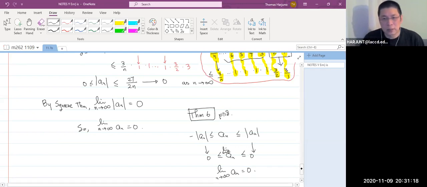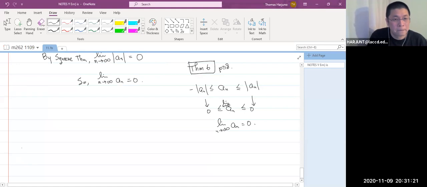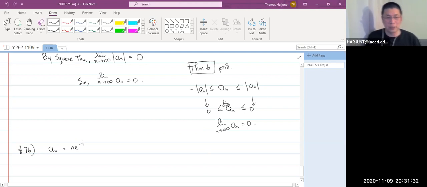Number 76, I jumped around. Number 76. a sub n equals n e to the power of negative n. Ooh, this one is nasty. The question is, part A, is it increasing, decreasing, or not? Part B, is it bounded? Is a sub n bounded?